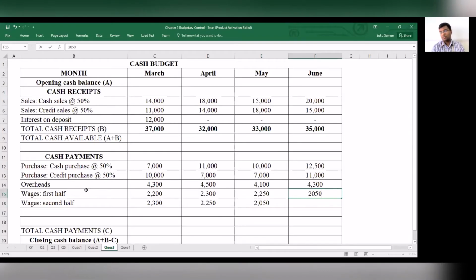June, you would be settling the wages. First, in the beginning of June, you would be settling the wages for second half of May, which is 2,050. And then in the second half of June, you would be settling the wages which was supposed to be paid for the first half of June. So that is 4,150. So wages we have completed.